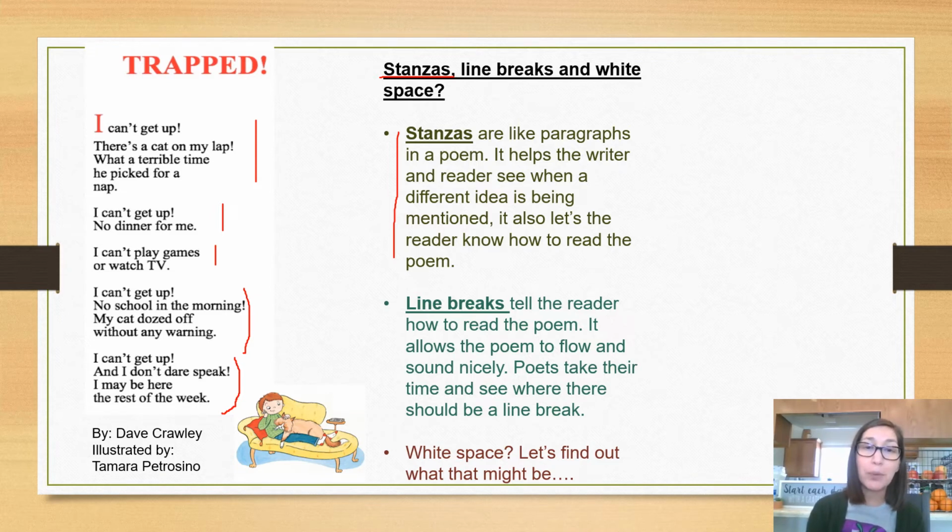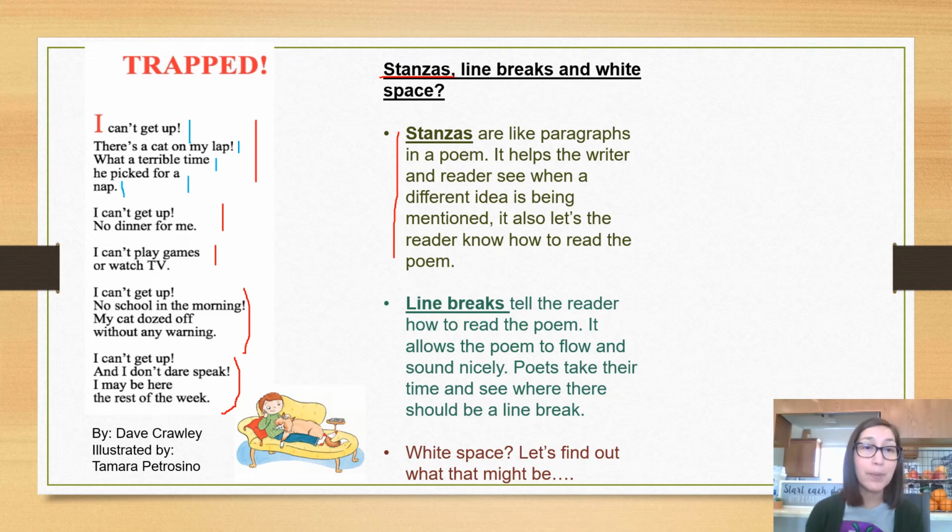Then we move on to line breaks. And line breaks tell the reader how to read the poem. It allows the poem to flow and sound nicely. Poets take their time and see where there should be a line break. So if you look here at our line breaks, everywhere the line stops, that is a line break. So we have quite a bit. So that helps us know how to read it.